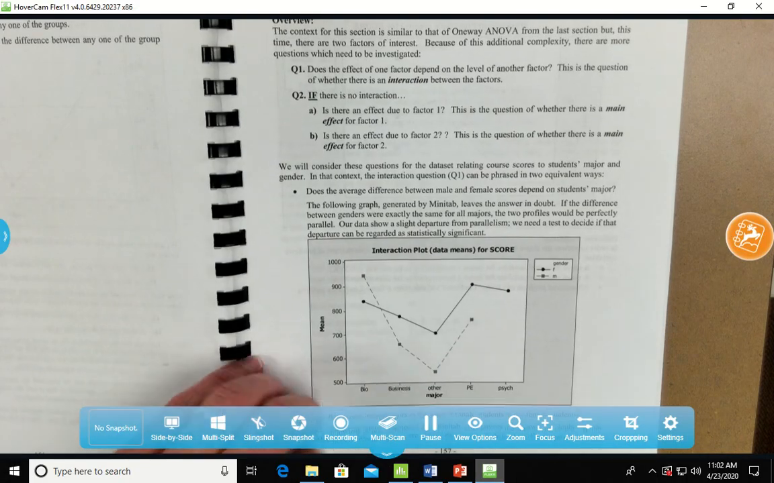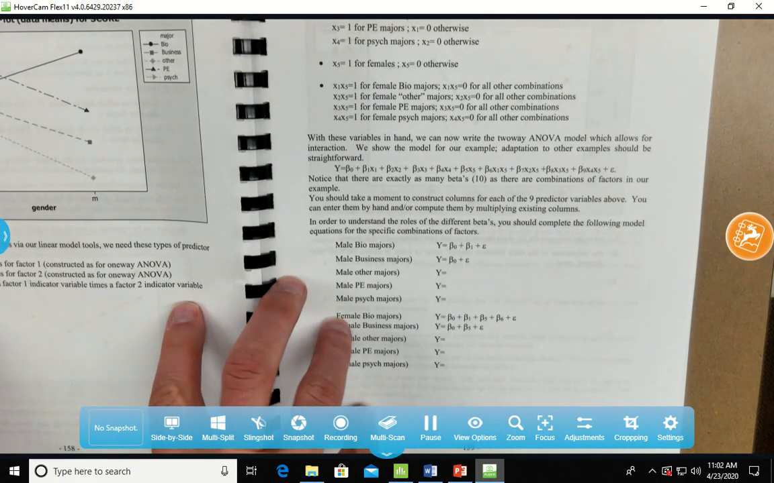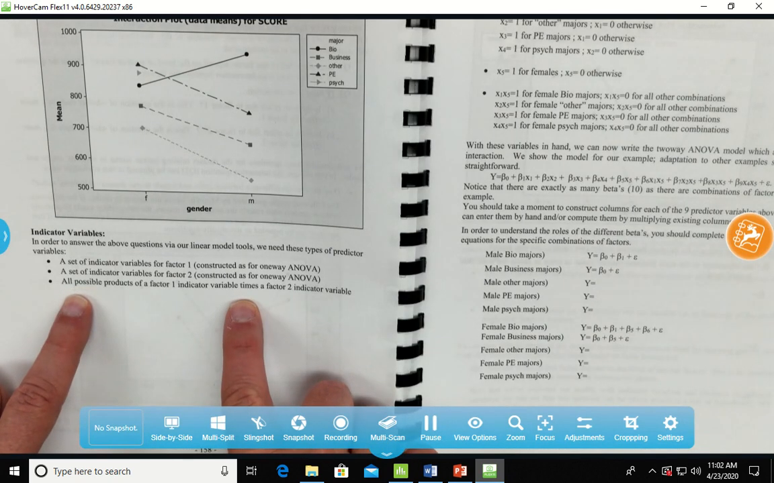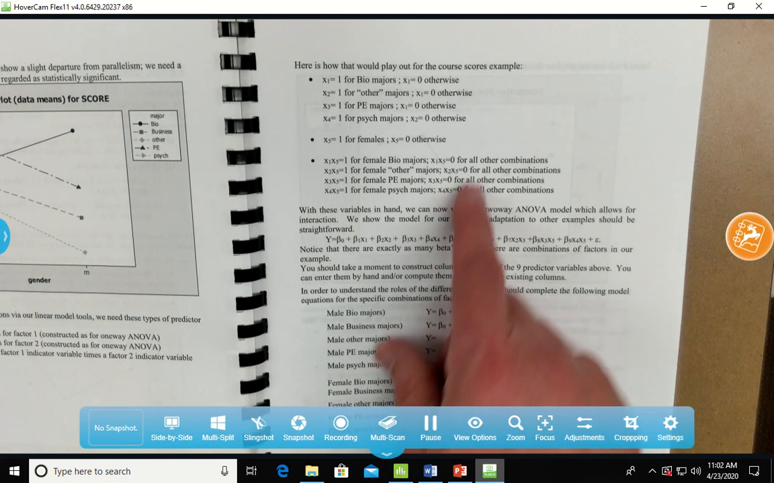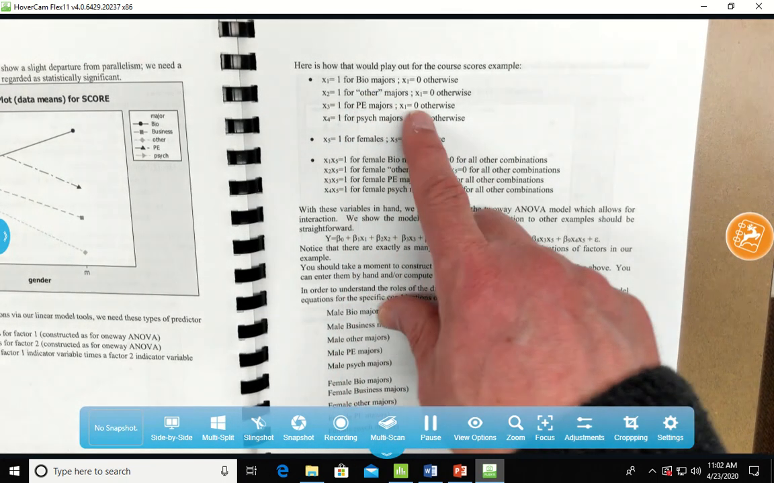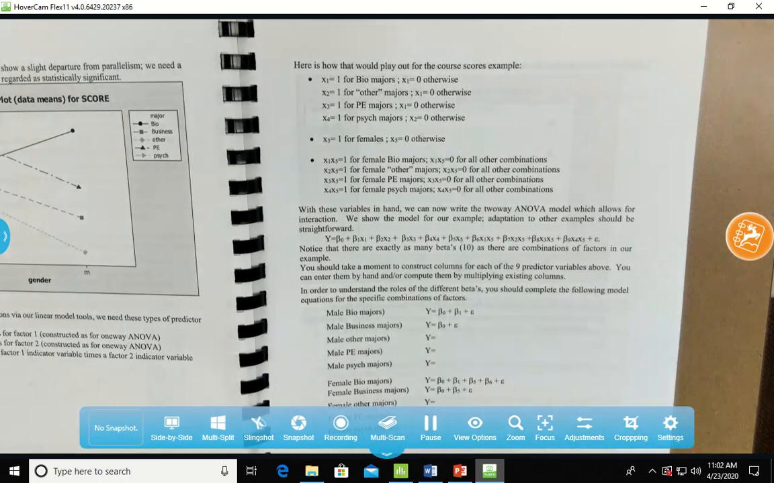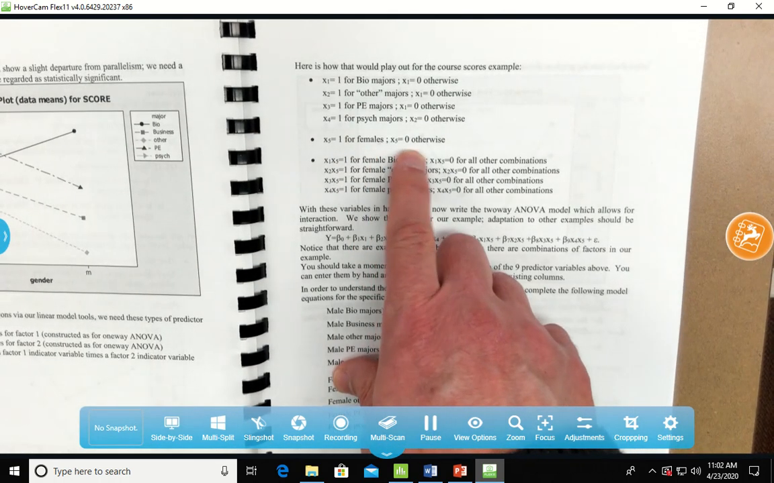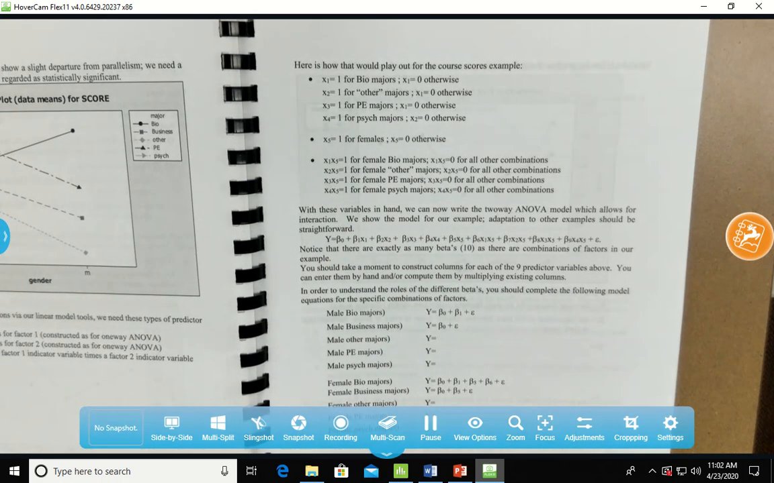So if you go ahead and turn the page to 158, we have a set of indicator variables for factor 1 and factor 2, and then we want all different possible factors. And so for this example, we would have set 1 to be bio majors. Remember, we're setting 0 to be the business majors, 1 for the other majors, 1 for the PE majors, 1 for the psych majors. And then we add another variable, 1 for females and 0 for otherwise. And so this is where we get these interaction terms to see if there's an effect on our interactions effect.